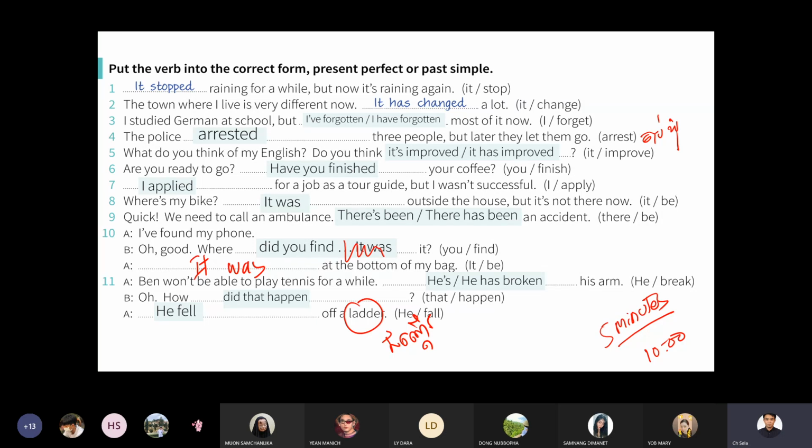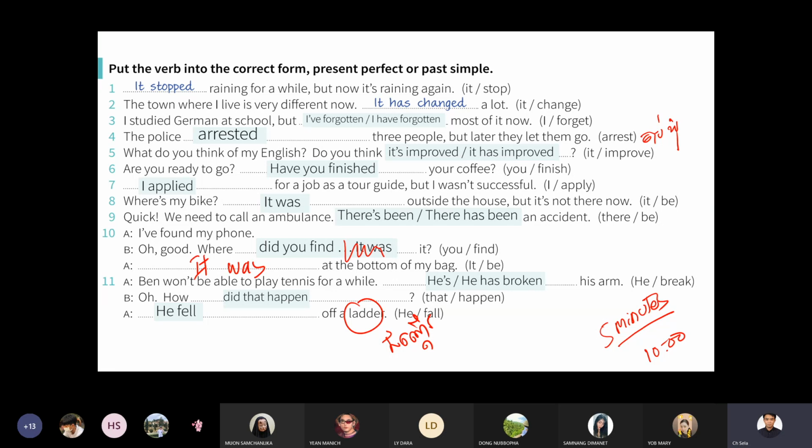Number 10, I found my phone. Oh, good. Where did you find it? It was at the bottom of my bag. Number 11, Ben won't be able to play tennis for a while. He has broken his arm. Oh, how did that happen? He fell off the ladder. All right, so I will call.